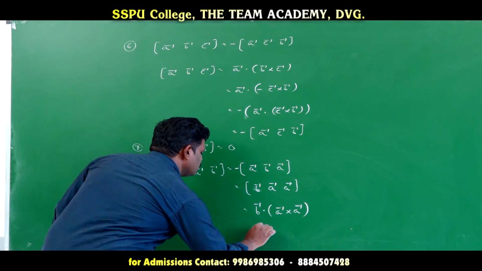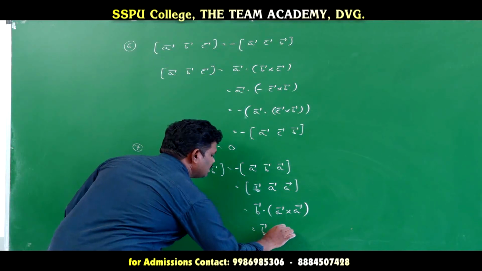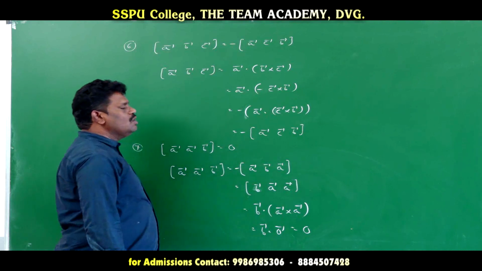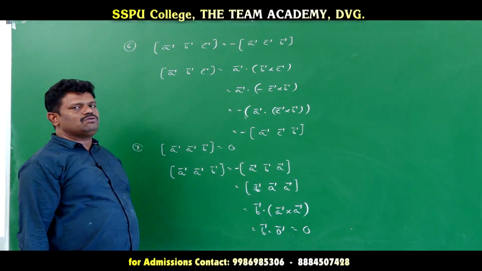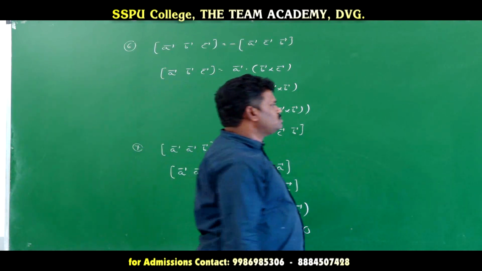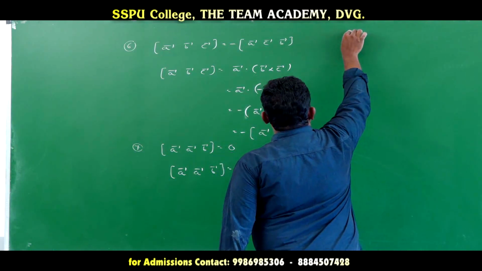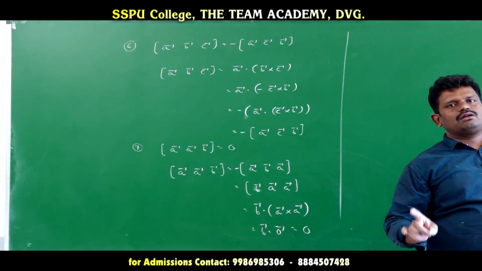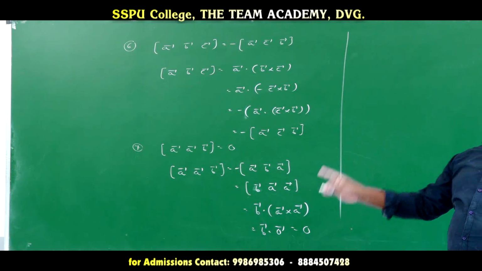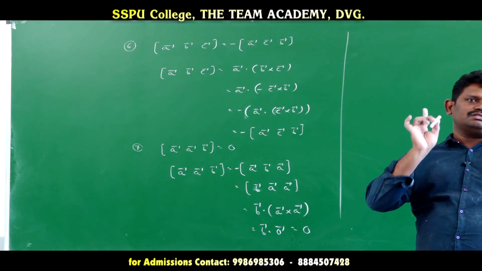So that's why, when two vectors in the box are the same, the box value is equal to 0. That box value is equal to 0. Okay? So that is the condition for the scalar triple product. These points are very useful for the board and competitive exams.